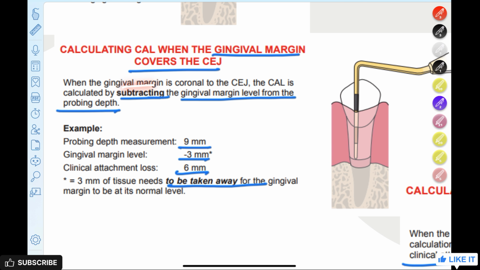When the gingival margin is coronal to the CEJ, the CAL is calculated by subtracting the gingival margin level from the probing depth. Probing depth minus gingival margin level. Okay, if it is 9 mm minus 3 mm, the clinical attachment loss will be 6 mm.